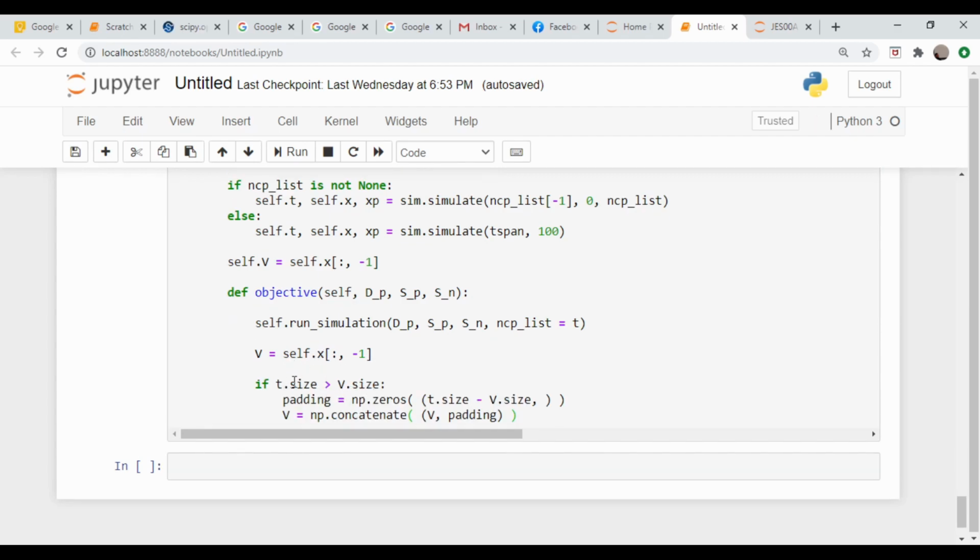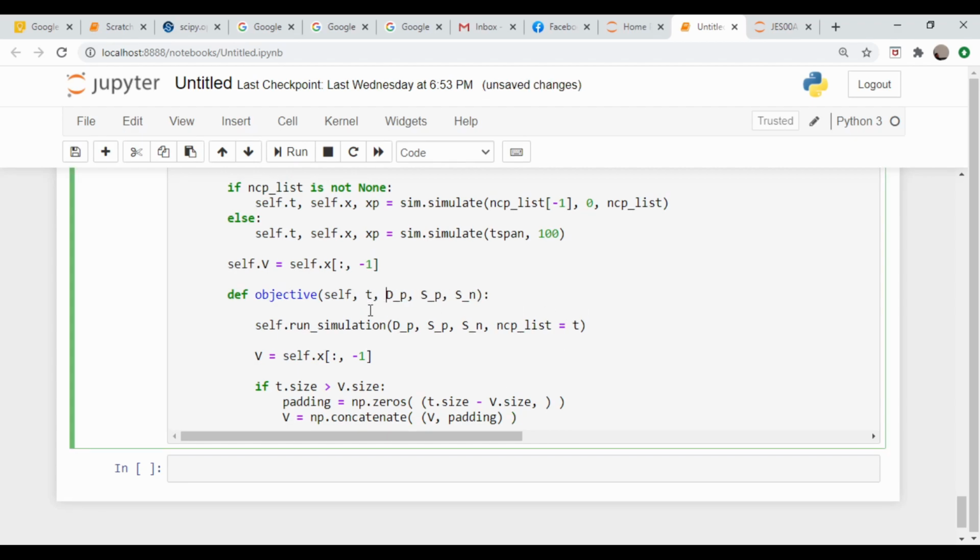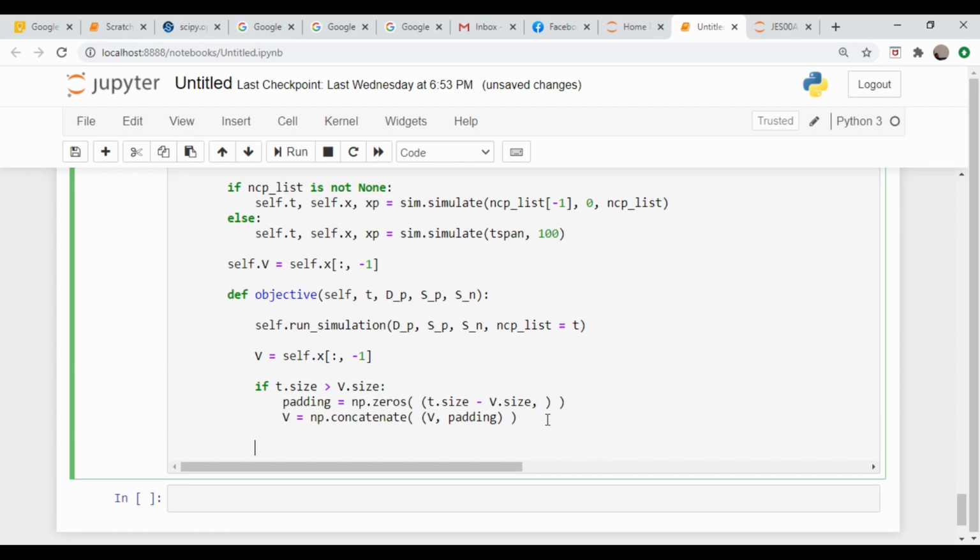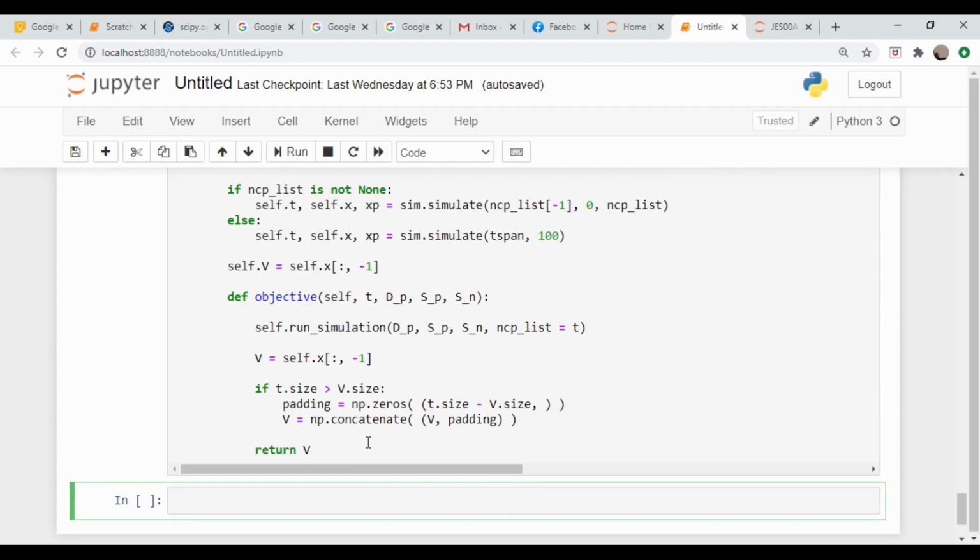So if t.size is, something seems off here. There should be a t here, the time steps that we're passing in from our experimental data. So if those are different in length, if the number of voltage points is less than that, so we've truncated our simulation before we reach this final time, we're just going to create a vector of zeros and pad our answer v like so, and then we just return v. See if that runs. Excellent.